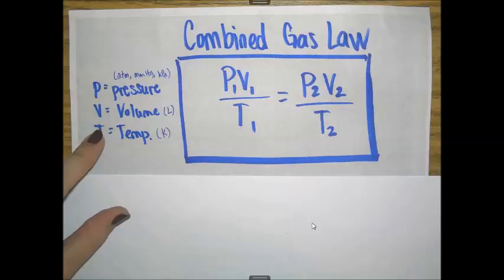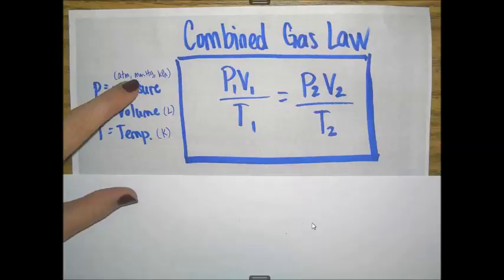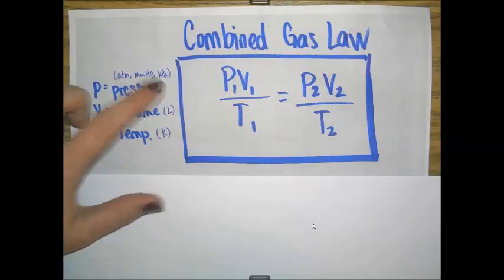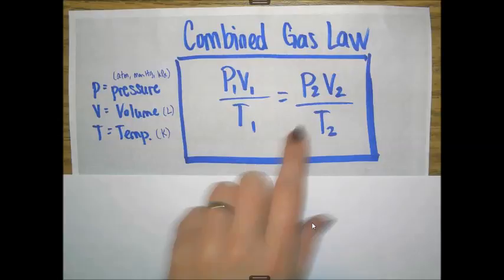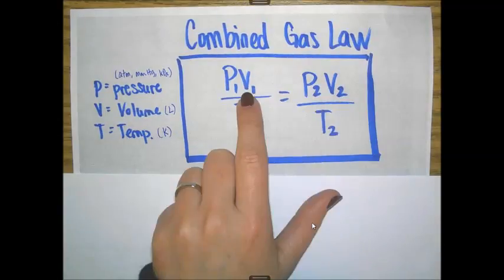I've also included the units. The unit of pressure could be ATMs, atmospheres, mmHg, or millimeters of mercury, or kPa, which is kilopascals. Volume usually is in liters. It can be in milliliters, but I have to have both sides be in the same thing. So if this is in milliliters, this has to be milliliters as well. The same can be said for pressure.